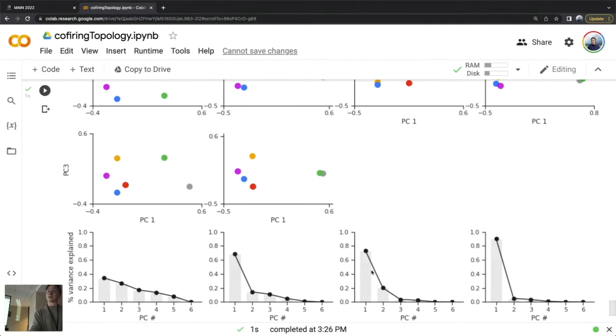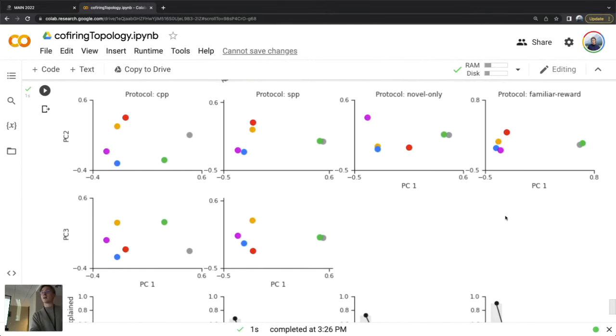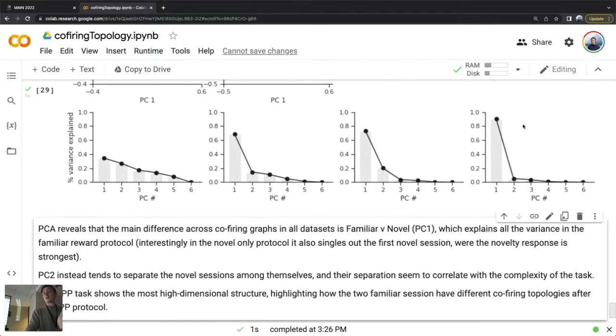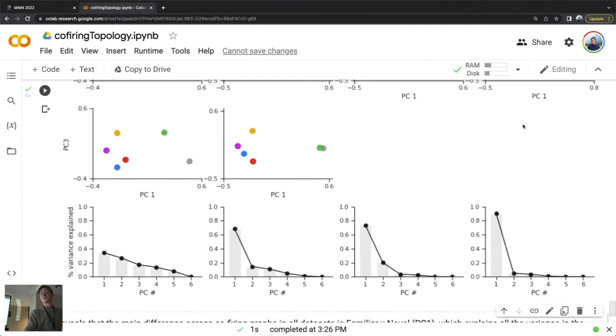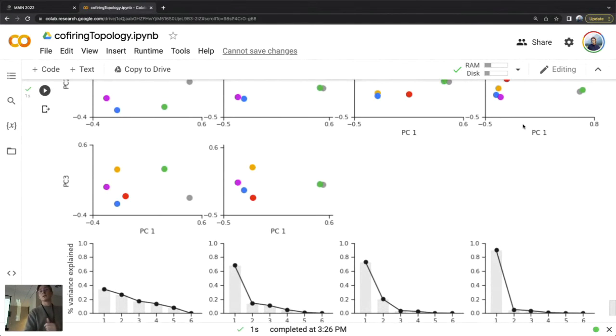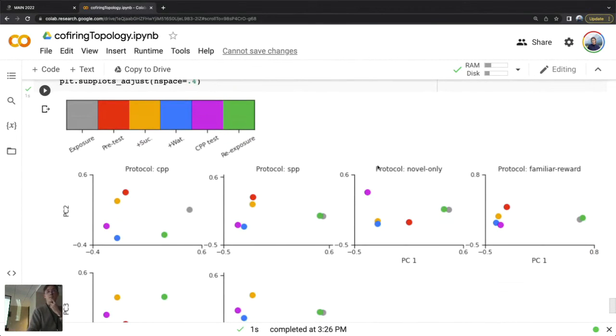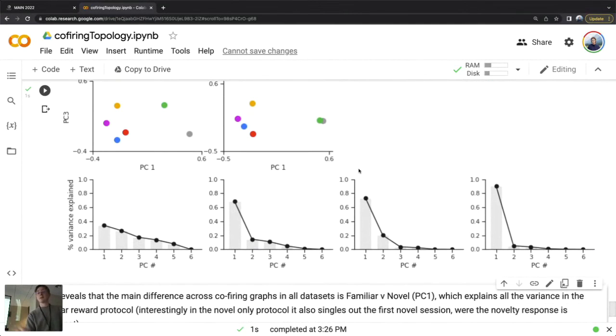Instead, in the other tasks, especially for example in the familiar reward, where there are 2 familiar environments which are explored 2 times, we see that PC1, which is the one just representing their difference, is explaining 90% of the variance. And you can have a look at the other ones if you want. It should be hopefully well described.